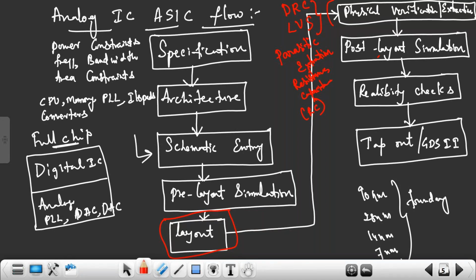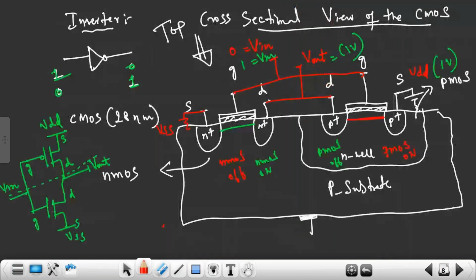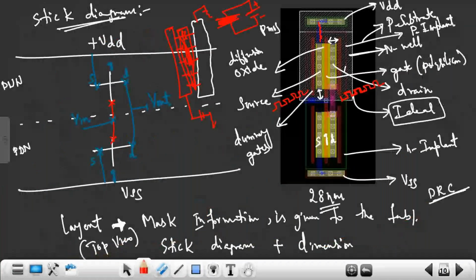Suppose you talk about 28 nanometer, the standard cell height is different. Suppose you take this inverter, this is a standard cell. This height will be fixed. The height is fixed based upon the number of tracks. We'll understand those things later. Tracks are calculated based upon how many routing layers you can allow on top of this CMOS. For 28 nanometer, the number of tracks is 11 tracks.